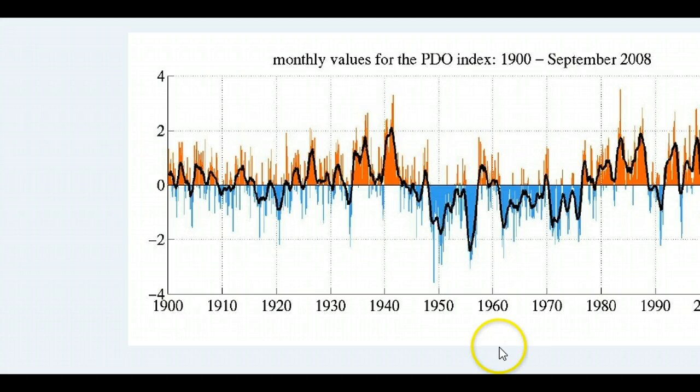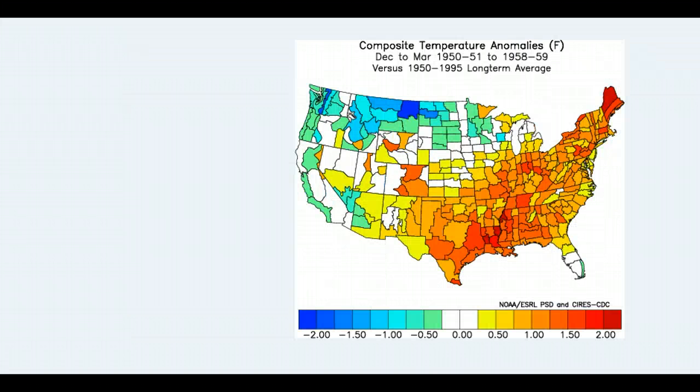But anyway, I'm going to look at three cold PDO cycles: one from 1950 to 1958, another from about 1960 to 1968, and one from 1970 to 1978. So here's what happens with the temperatures from 1950 to 1958. Very, very warm across the eastern part of the country and southeastern part of the country as well. Cold across the north and northwest.